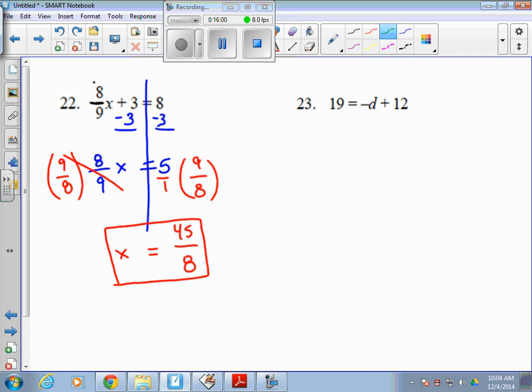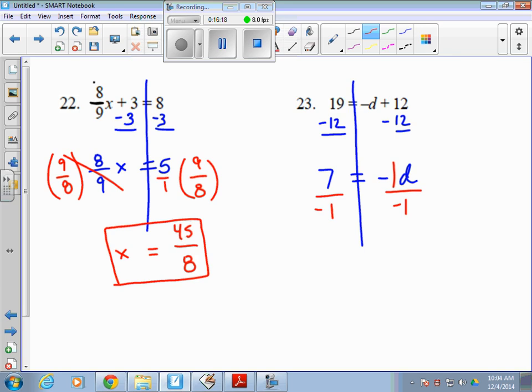Bring positive 12 over to the left by subtracting it. If you subtract it there, subtract it here. 19 minus 12 is 7 equals negative d, or negative 1d. Undo that by dividing by negative 1 since it's multiplying. If you do it to the right, do it to the left. D equals a positive divided by negative is a negative 7.